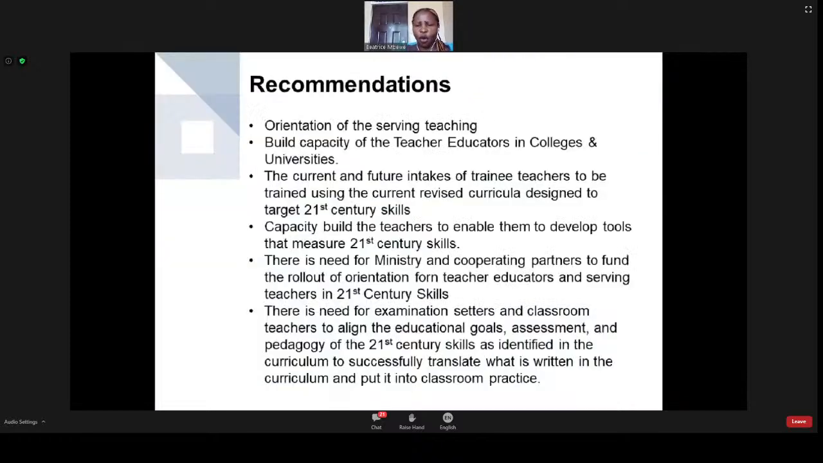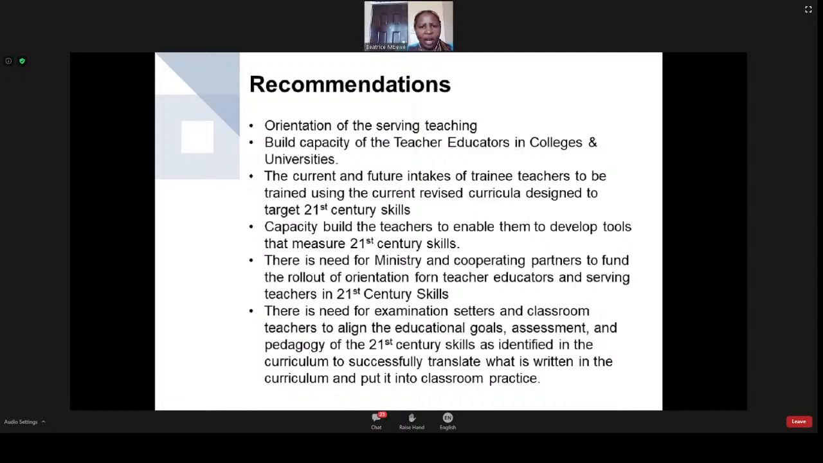Because of that, we still have homework as a country. We are looking at orientation of the serving teachers so that they can also start teaching and inculcating these skills in our learners. We are also trying to build capacity of the teacher educators in both the colleges and the universities, so that even as they are training the teachers, as these teachers graduate, they already have a background of these 21st century skills. The current and future intakes of trainee teachers, as I've already indicated, must be trained in these so that they already have the knowledge on these 21st century skills.